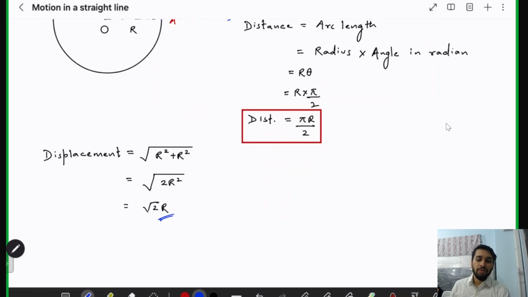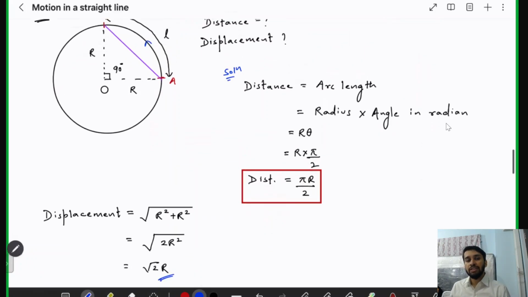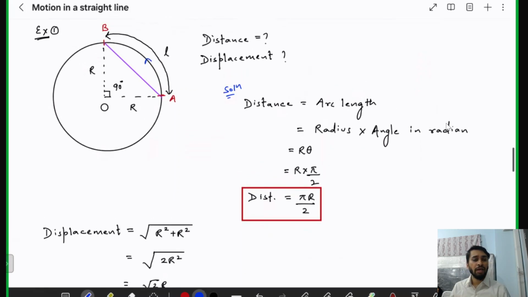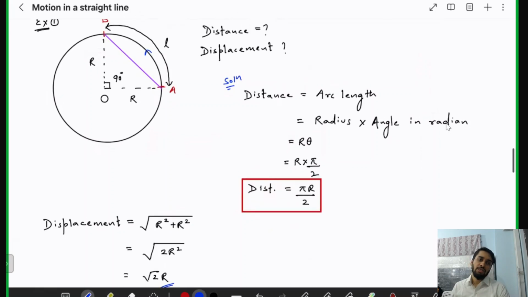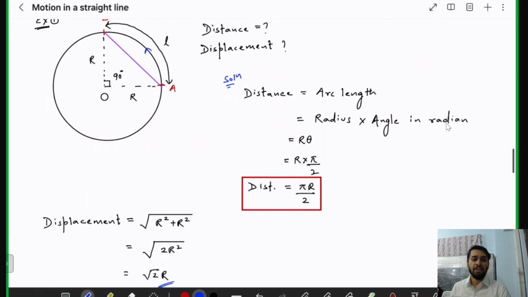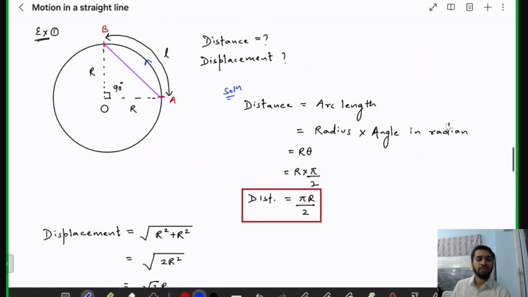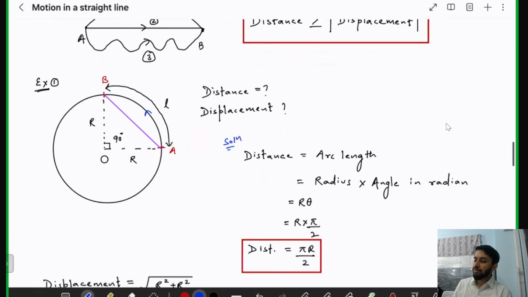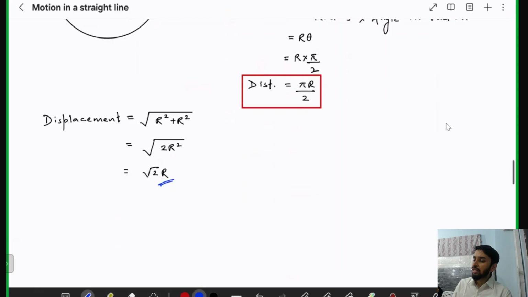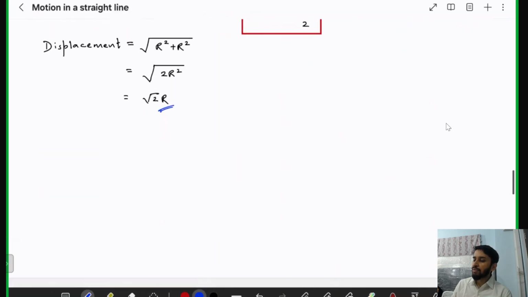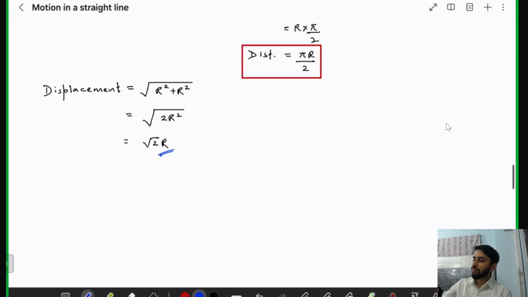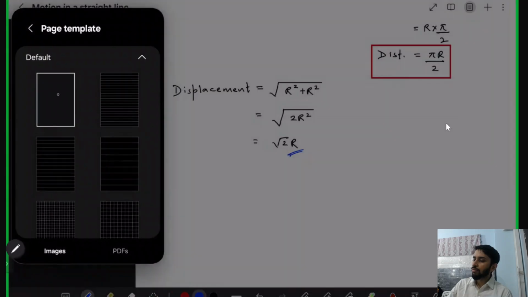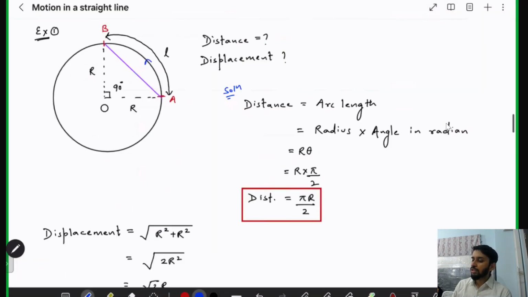Clear? Here it's a simple thing. We get a right angle triangle. Since it is a right angle triangle, displacement will be the length of the hypotenuse, which from Pythagoras theorem is under root of R square plus R square. So it's a very simple part here. Clear? Then we'll take some questions later. Let us take another example.